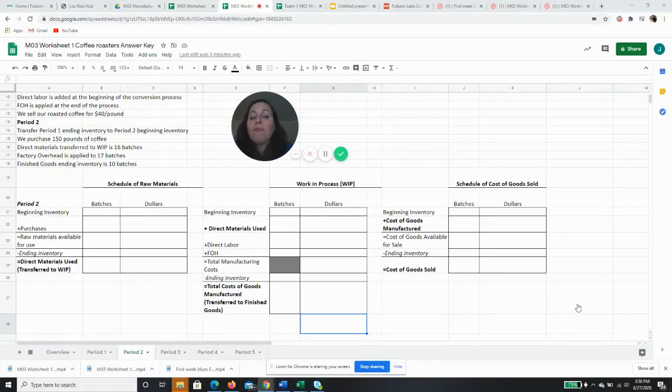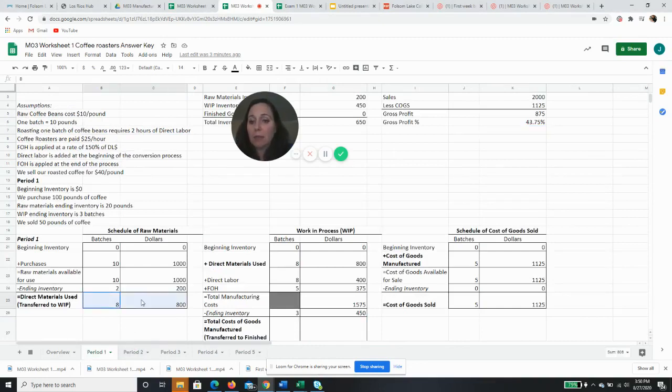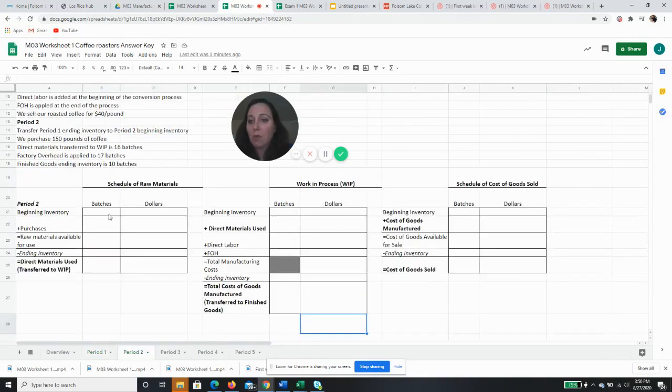Okay, so the very first thing we're going to do before we do anything else is populate our beginning inventory balances. Remember, last month's ending inventory, or last period's ending inventory, is this period's beginning inventory. So I'm just going to take these balances from period 1 and move them over to period 2 beginning inventory. It's important to remember raw materials ending inventory becomes raw materials beginning inventory.